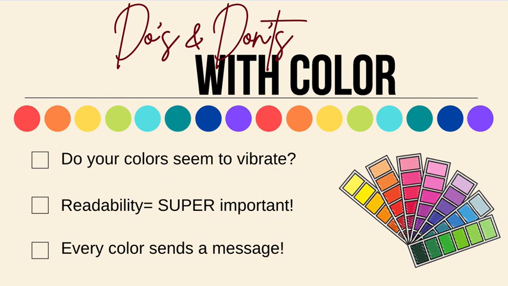Some basic do's and don'ts with color. If your colors seem to vibrate, just turn it down. Start with one color and then try adjusting the lightness or darkness. And as we learned, that means saturation. That might help. And I'm going to tag another video, and if you watch it, it walks you through how to do that.